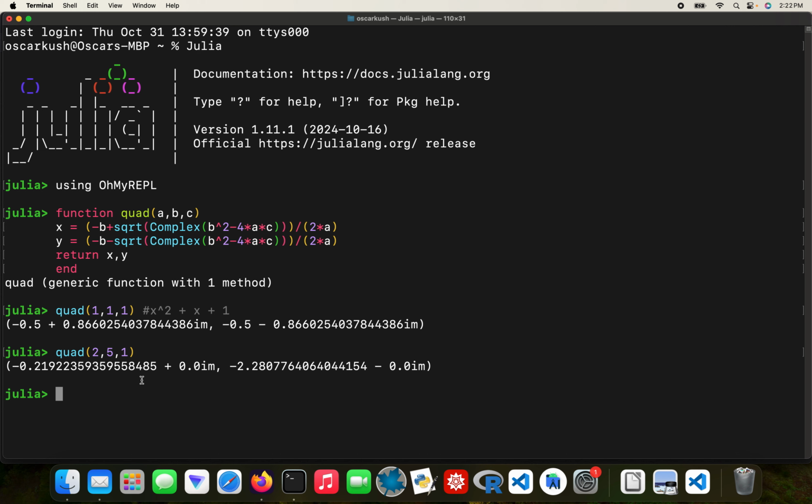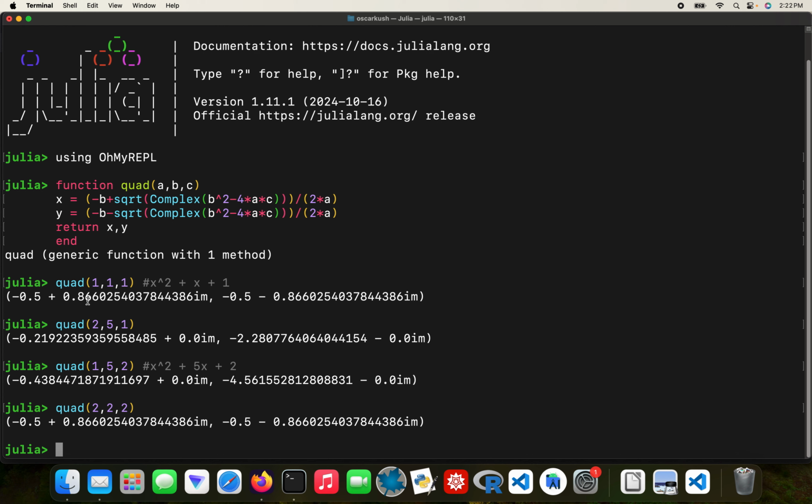And then another one as well, quad 1, 5, 2. Just type the comment there. That's x squared plus 5x plus 2. And then another one, 2, 10, 4. Notice that these two have the same roots. That's just because I've multiplied that by 2, so it's still got the same roots. I can make it interesting and just do a random one.